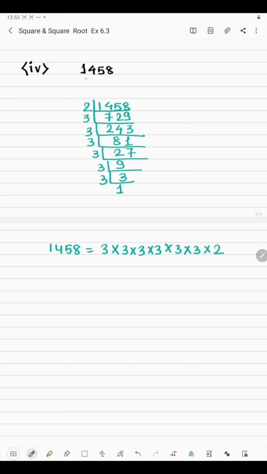Here the threes are all in pairs, only 2 has no pair. That means 2 should be multiplied to get a perfect square, and since 2 has no pair, 1458 is not a perfect square number. So we'll write: as 2 has no pair, 1458 is not a perfect square number.